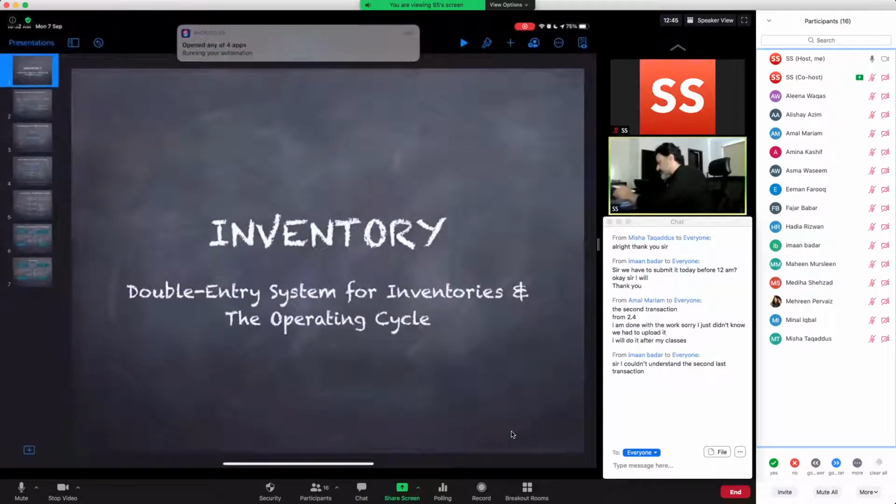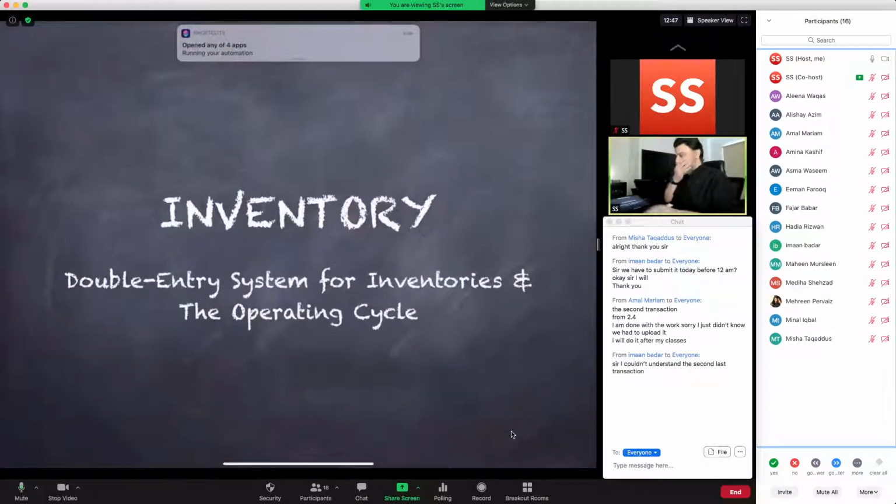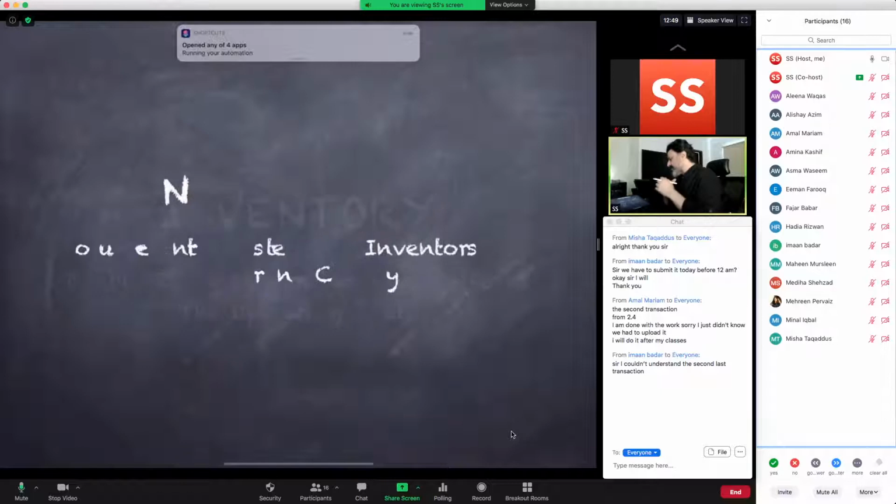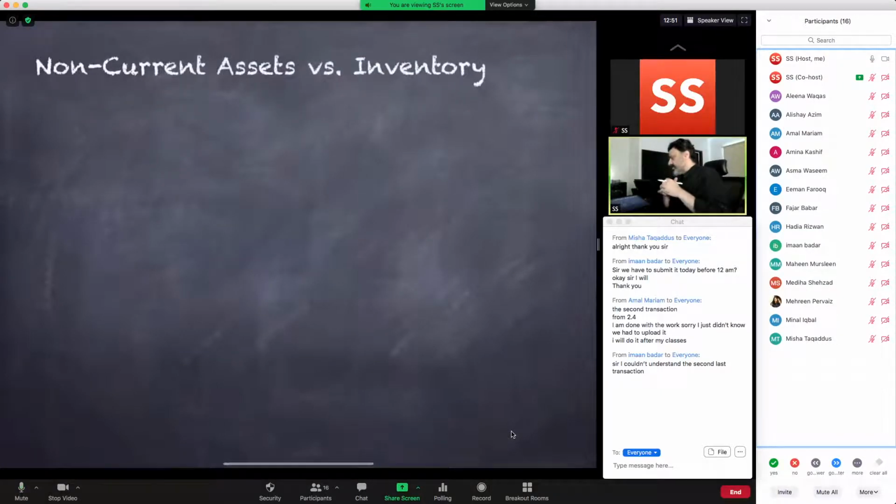Now, so this is what we have already seen so far. We have the title of this slide as non-current assets versus inventory.